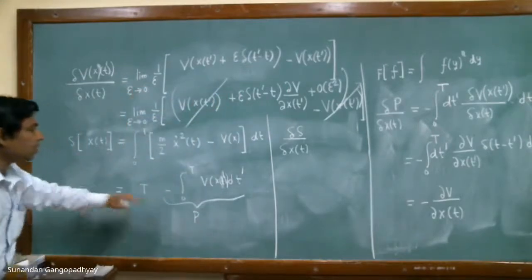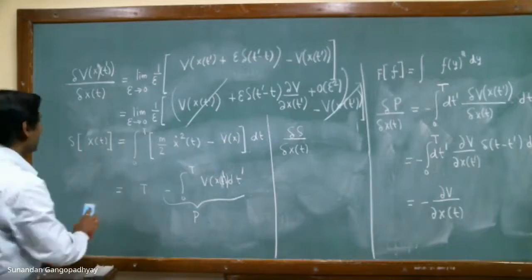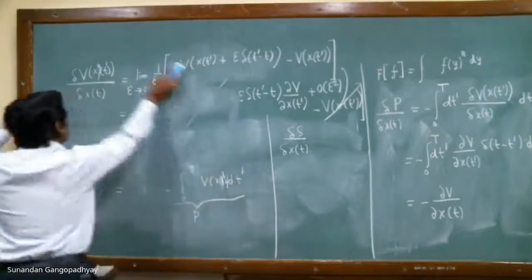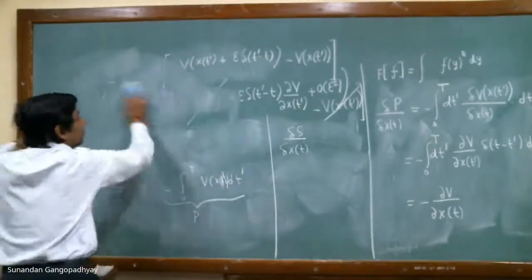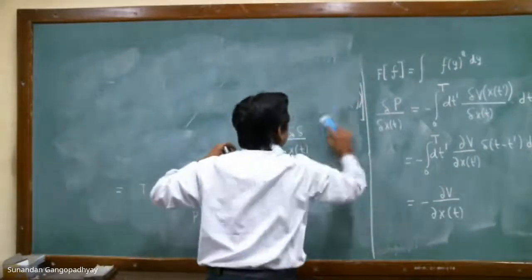Let us now do the first term, the kinetic energy term, and differentiate the kinetic energy functional with respect to x of t. But we shall do it from first principles, the definition of the functional derivative. From the definition of this, we shall calculate it.